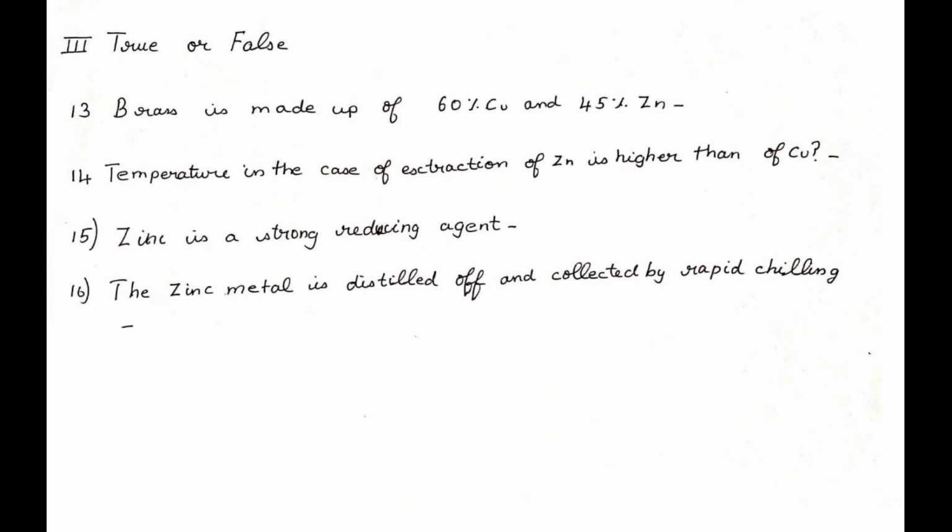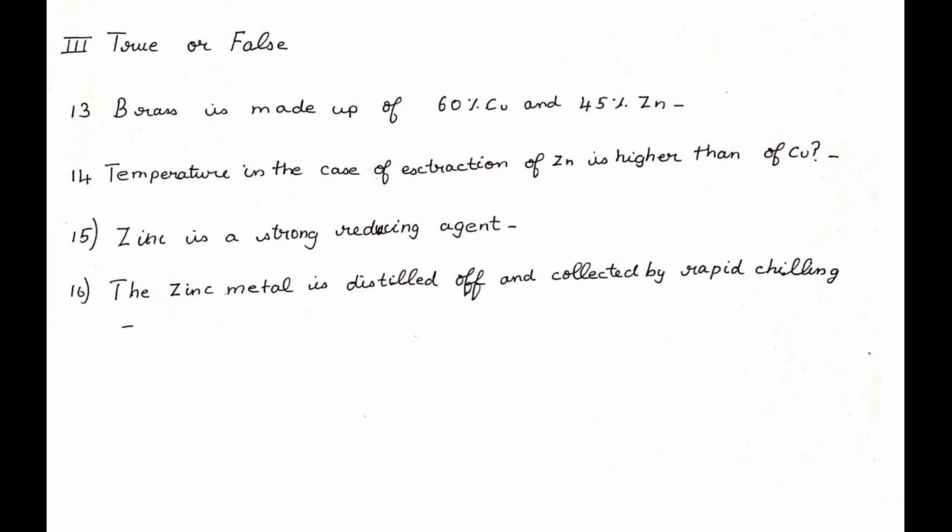Now the third type of 1 mark question is true or false. So as I said, please do pause the video, note down the questions, and please do read the book line by line for the answers. Now let us move to the question. 13th one, brass is made up of 60% of copper and 45% of zinc. Is it true or false?